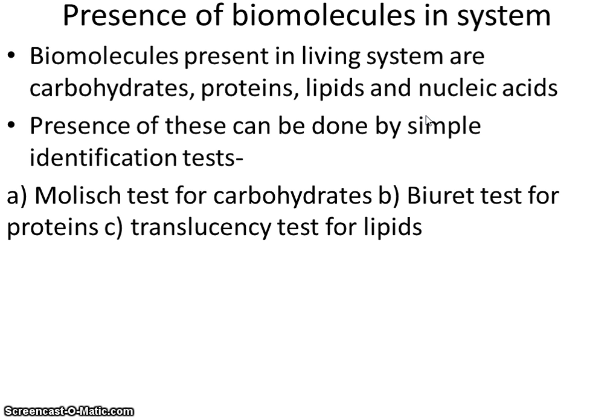This can be done by very simple identification tests. The Molisch test is a simple test for the identification of carbohydrates. Here we take the sample, and to it we add the Molisch reagent, which comprises 10% alpha naphthol and concentrated sulfuric acid. Carbohydrates react with Molisch reagent to form a reddish-violet zone indicating their presence.